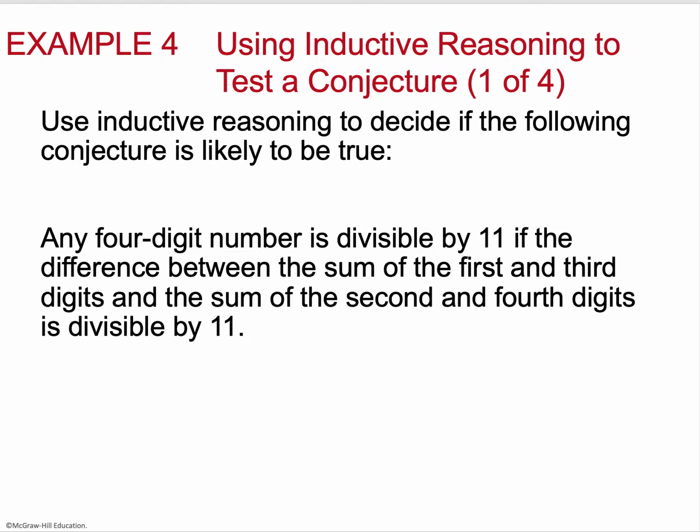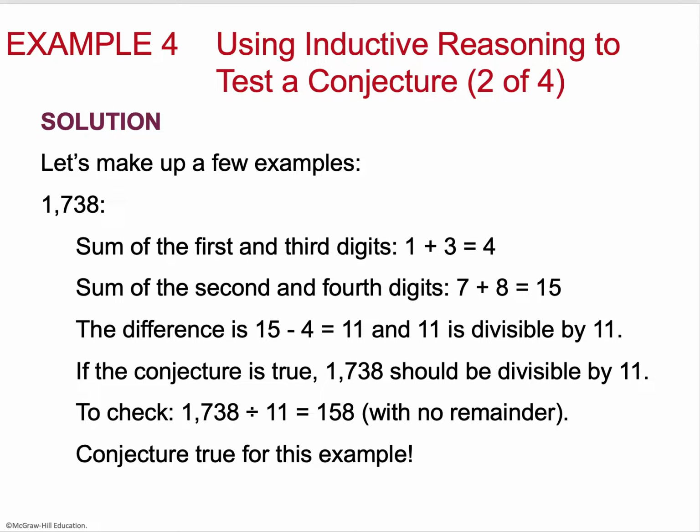Now let's use inductive reasoning on this example. Any 4-digit number is divisible by 11 if the difference between the sum of the first and third digits and the sum of the second and fourth is divisible by 11. Well, I've got to observe it first-person, right? So I have to actually do the thing.